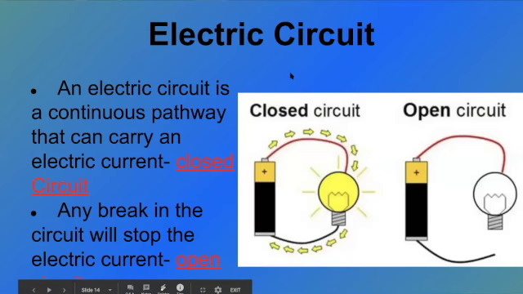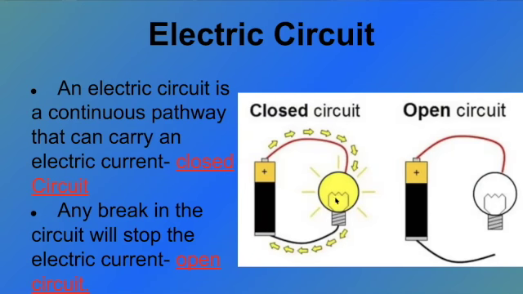Okay, let's talk about a circuit. Now, an electrical circuit is kind of like the path that we're going to force our electron flow to go in. So, an electric circuit is a continuous pathway that can carry an electric current. Here we have a closed circuit. So we have the electrons being given by the positive side. They go through their path.